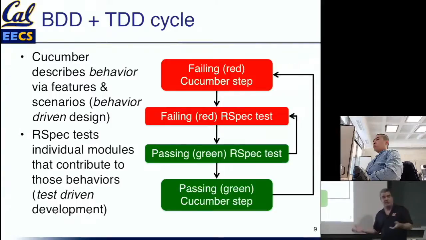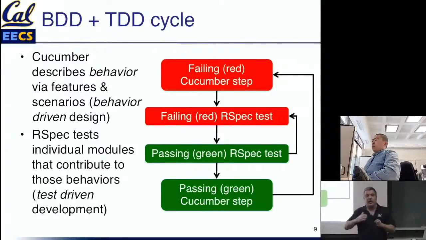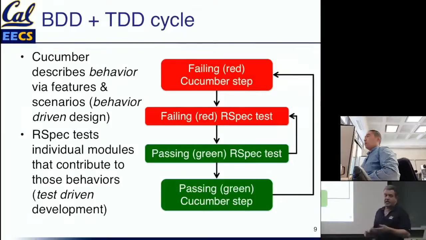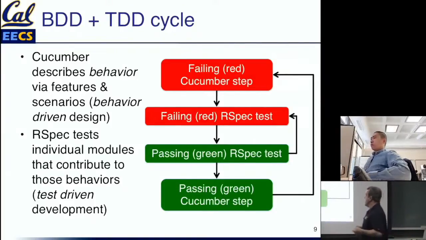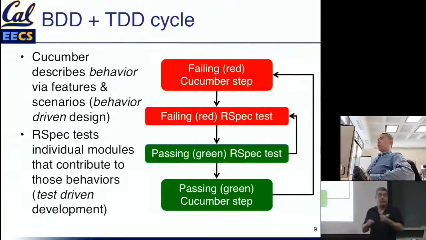So now the next task is, OK, let's go write the code to make that step pass. But the way that we're going to write that code is we're going to do this recursively. We're going to look at what specific behaviors that code has to have. And for each one of those behaviors, we're going to look at writing either a unit or functional test as appropriate. Initially, that unit or functional test will fail because we have no code.